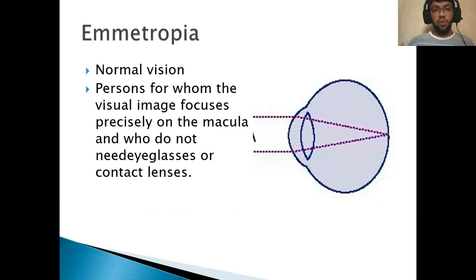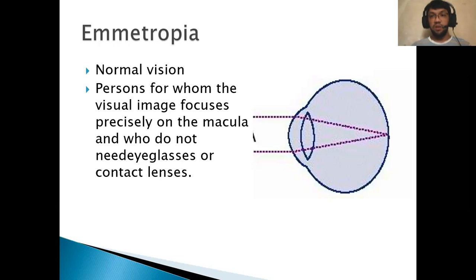So we'll talk about the first term that we have here, which is emmetropia. This is how we describe normal vision. Those who have 20/20 vision. So persons for whom the visual image focuses precisely on the macula and they do not need eyeglasses or any contact lenses. So if any of you are not yet using eyeglasses, you are emmetropic. So it means that your eyesight, your vision is good. It's normal, unlike some of us.